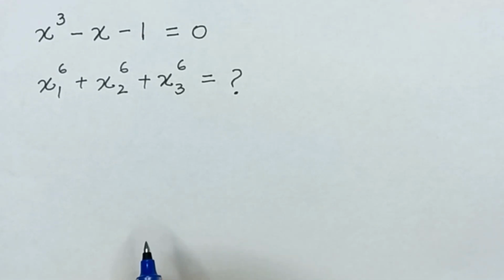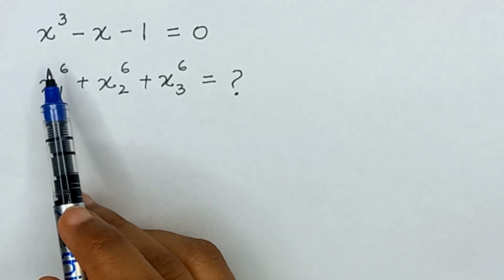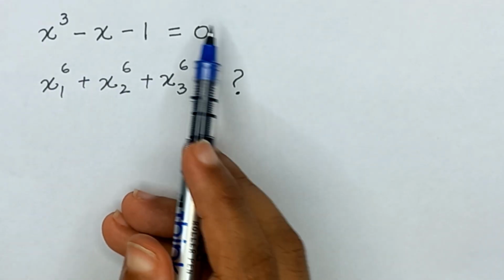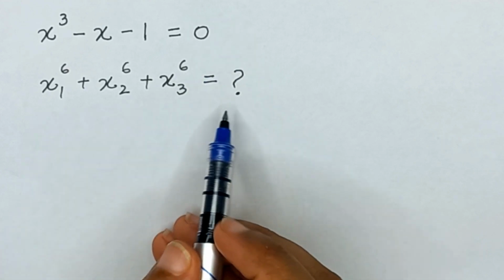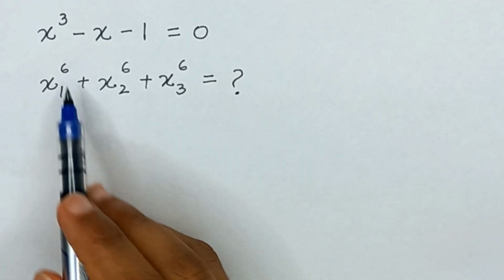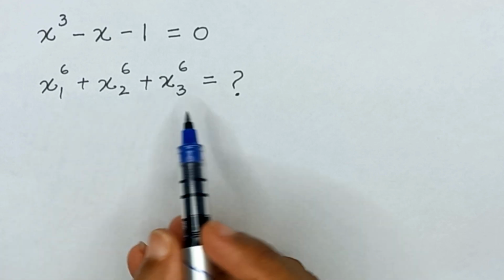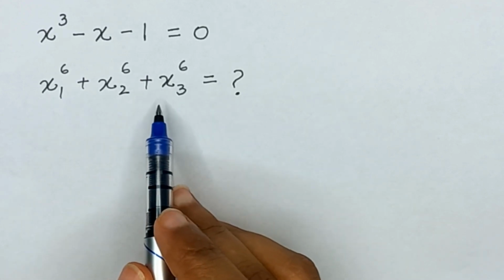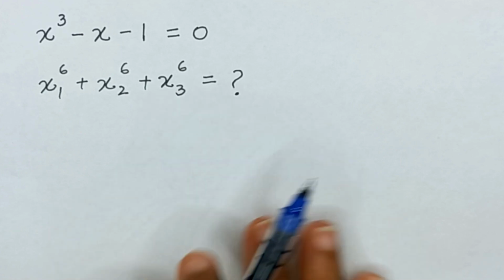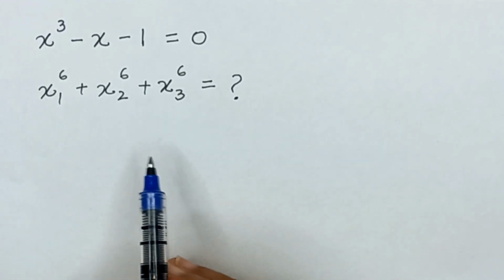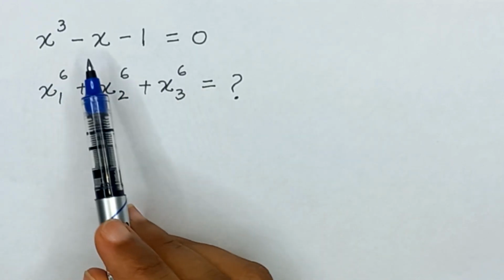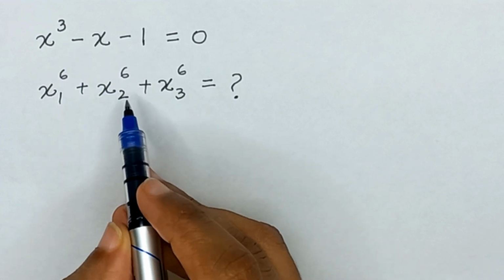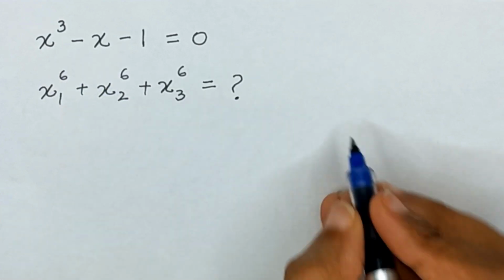Hello friends, so today we will solve a cubic equation x cube minus x minus 1 is equal to 0, and we have to find the sum of the sixth power of the three roots, x1 raised to the power 6 plus x2 raised to the power 6 plus x3 raised to the power 6. Today I will solve this by introducing Vieta's theorem.